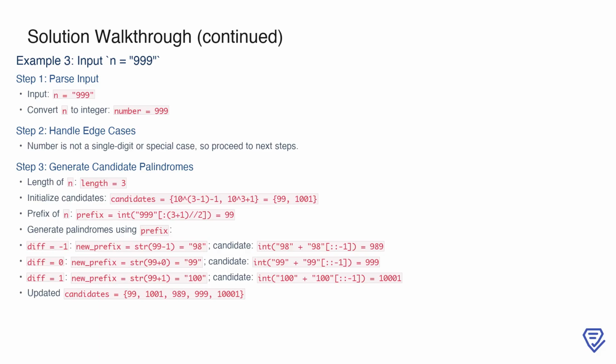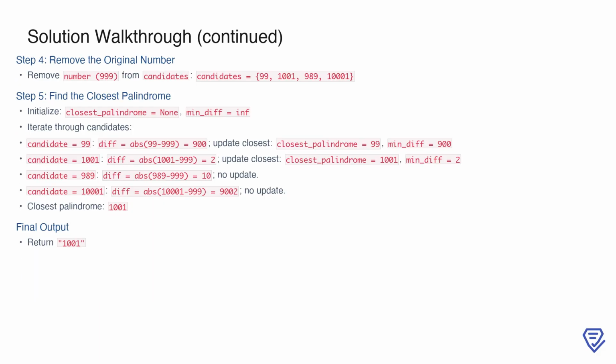Using this prefix, we generate new palindromes. With a difference of -1, we get the new prefix 98, creating the palindrome 989. With no change to the prefix, we get 999. Adding 1 to the prefix gives 100, resulting in the palindrome 10001. Combining these with the fixed candidates, our candidate set becomes 99, 1001, 989, 999, 10001. Finally, we remove the original number 999 from the set of candidates, leaving 99, 1001, 989, 10001.